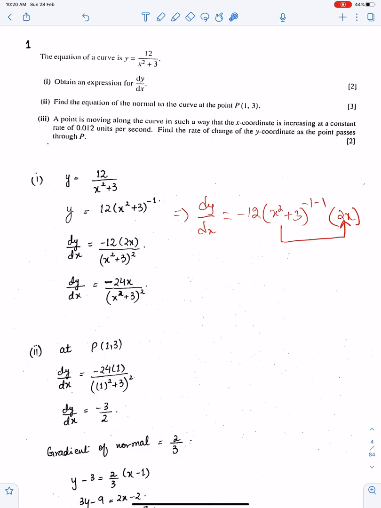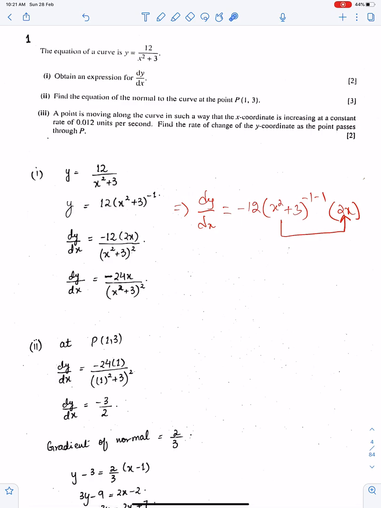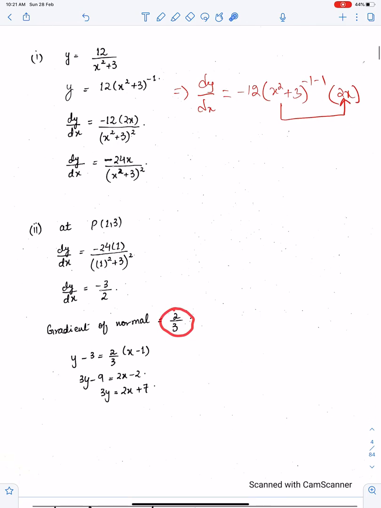Now the second part is: find the equation of the normal to the curve at this point. In order to get the equation of the normal at this point, you need to first get the gradient of the tangent. So first get the gradient of the tangent at x1 with the help of this expression of gradient. When you put 1 here in this equation, you will get this thing. And the gradient of the normal is the inverse reciprocal of the gradient of the tangent. Therefore, the inverse reciprocal of this is 2 upon 3. This is the gradient of the normal. And by using this equation y minus y1 equals m(x minus x1), we can get the equation of the normal.